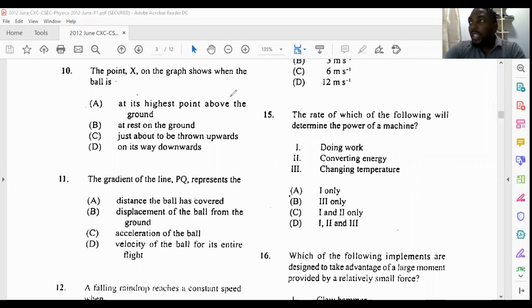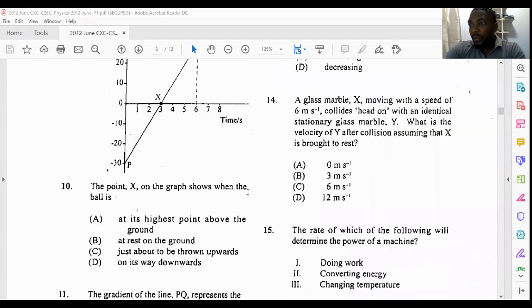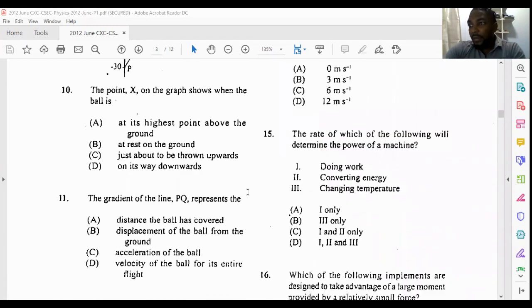Now, without even looking at the graph, what we should know is what type of graph is it? It's a velocity versus time graph. Now, what does the gradient of a velocity versus time graph give? From our notes, or from the textbook, when you read, you realize that the gradient of a velocity versus time graph should always represent the acceleration of the ball. Good.